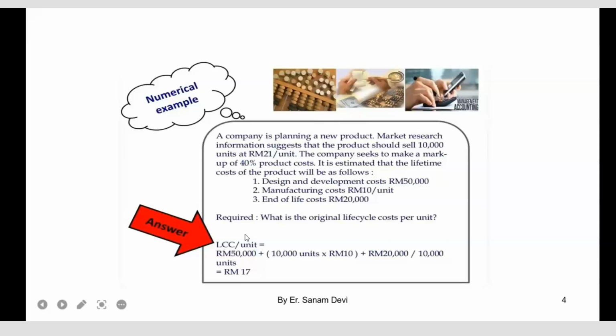So LCC per unit, life cycle cost per unit, what is it? First one is design and development cost, which is 50,000, plus 10,000 into RM10 manufacturing cost per unit. Manufacturing cost is 10. So 10,000 units, 10,000 into 10, plus end of life cycle cost, how much is it? 20,000. You will add these three and divide the total by 10,000, because this is for 10,000 units. So life cycle cost per unit is 17. Do you understand?